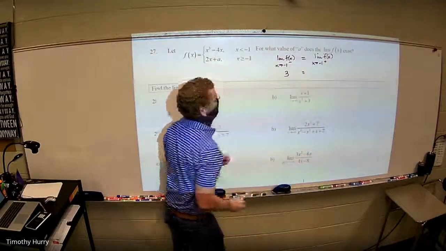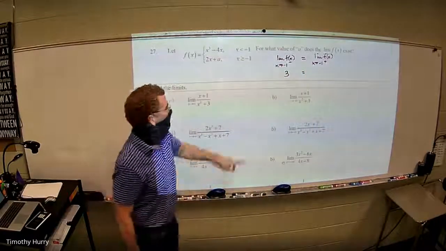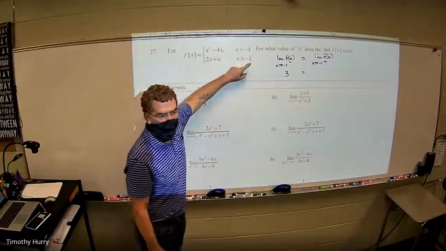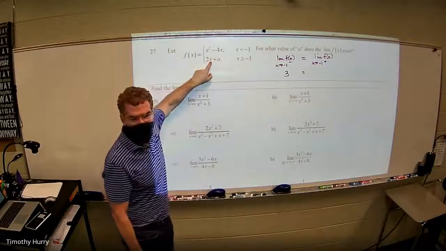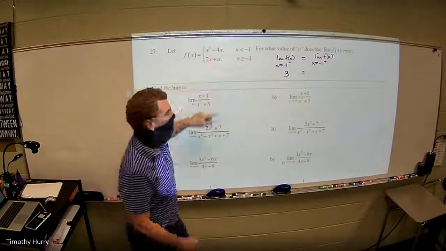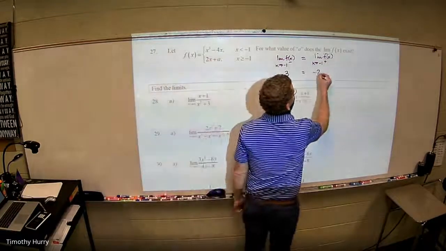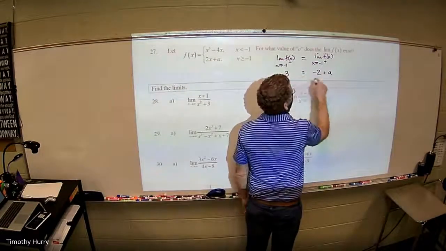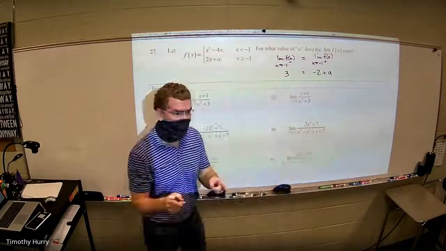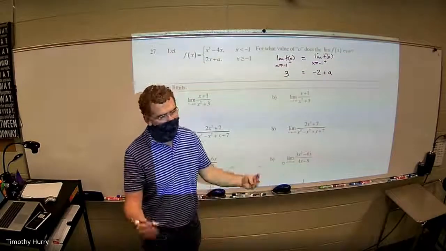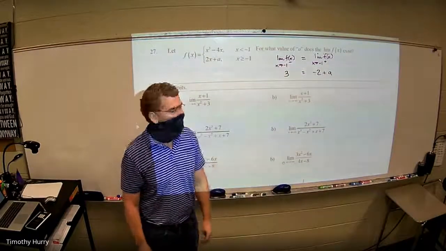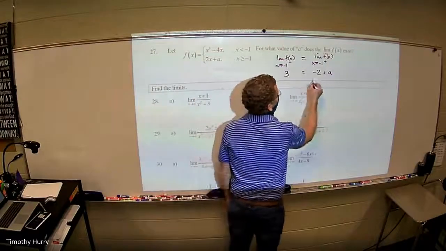What happens when you check -1 from the right? You plug it where? There. What do you get? -2 plus A. So if these two limits are the same, then the limit would exist, right? So what does A have to be for that to happen? Yeah, so you just add 2. A would have to be 5.